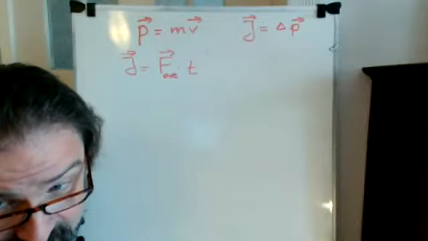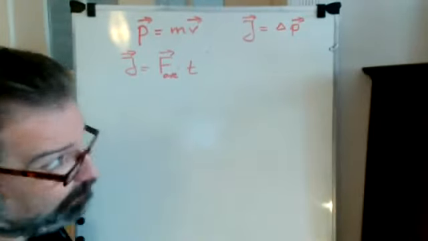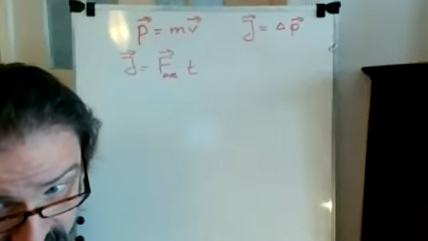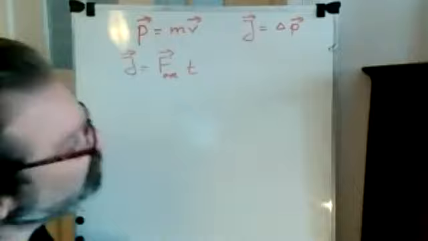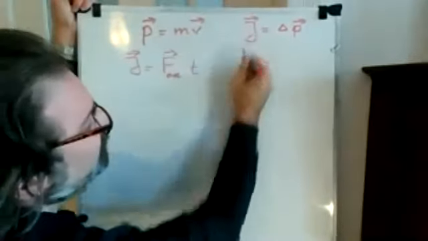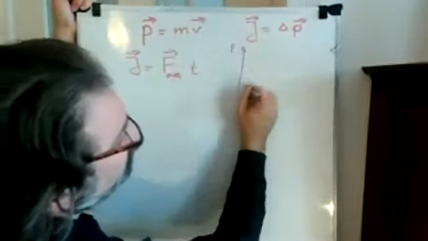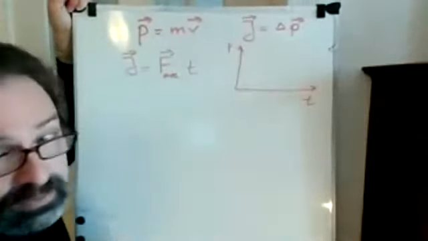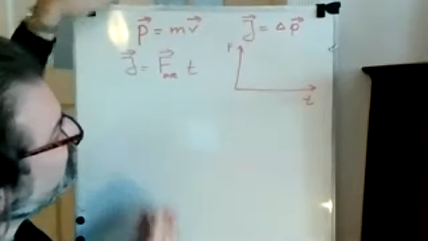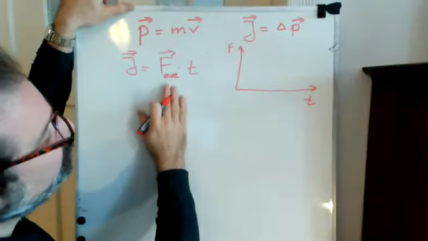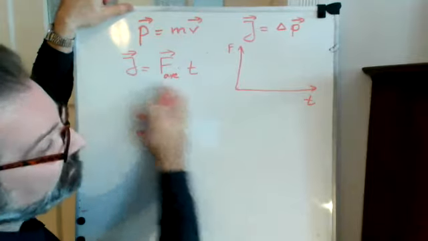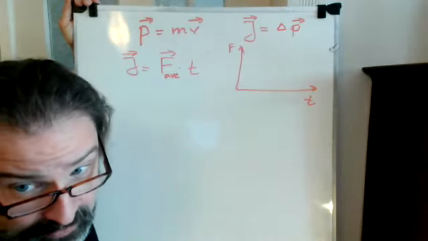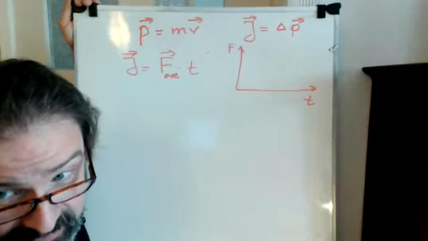And just as for force applied over a distance, we talked about how to use an F versus X graph to get how much work is done. The same thing applies here. If we look at an F versus T graph, how the force varies through time, then we can find impulse by finding the area under it, like we found work from the area underneath the force versus X graph.